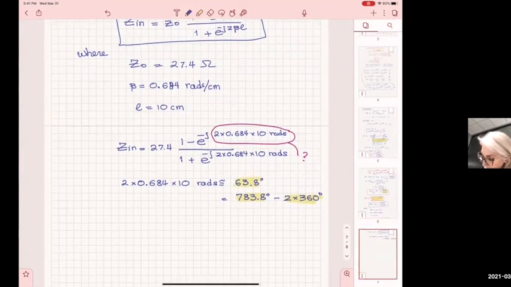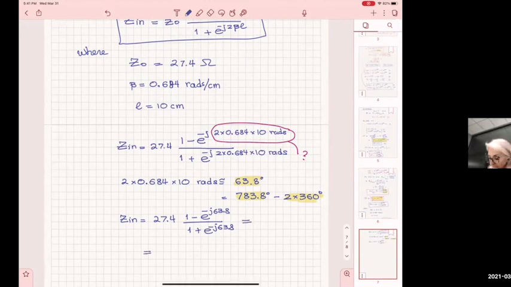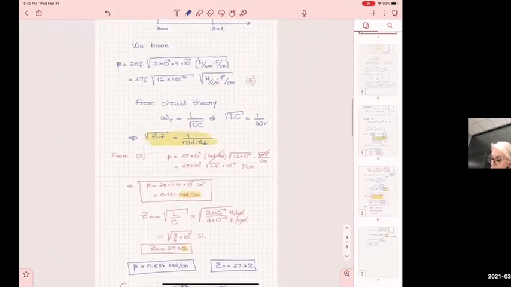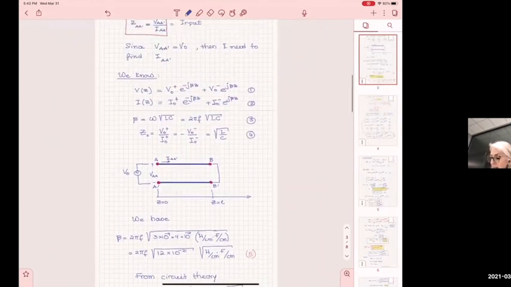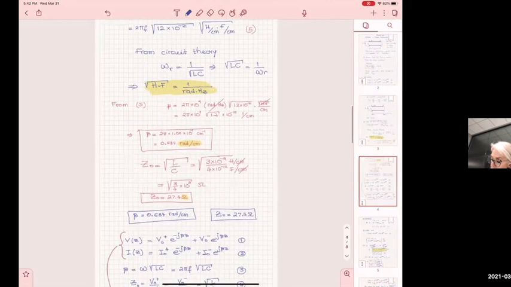So finally, Z input equals 27.4, 1 minus e to the minus j 63.8 over 1 plus e to the minus j 63.8. So practically, you will find that your Z input is an imaginary number. That's what you're gonna find if you just do these calculations. They look long because I did them very extensively, and I did the theory also with that. But that's how you find the input impedance, just using the theory.